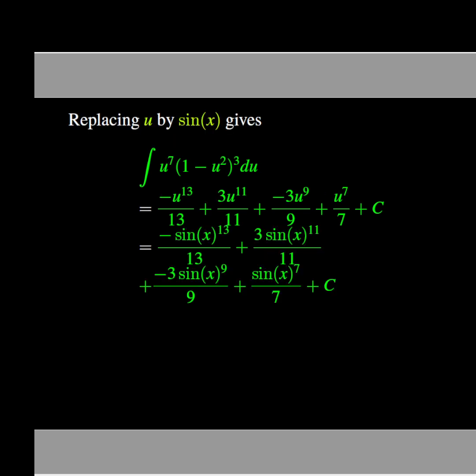Replacing u by sine of x gives. Consequently, the integral of u to the power 6 times the quantity 1 minus u squared to the power 3 du is equal to minus sine of x to the power 13 over 13, plus 3 sine of x to the power 11 over 11, minus 3 sine of x to the power 9 over 9, plus sine of x to the power 7 over 7 plus c.